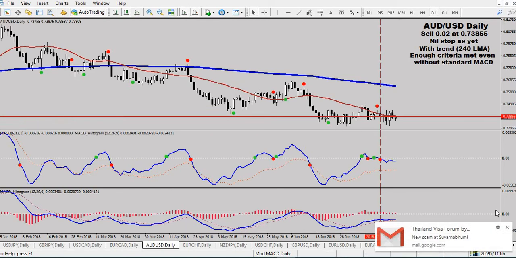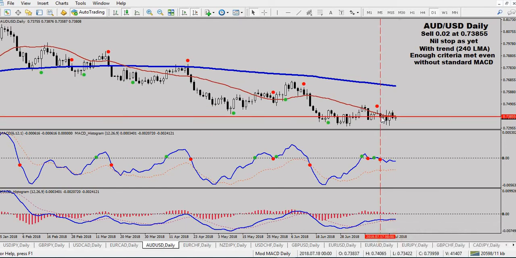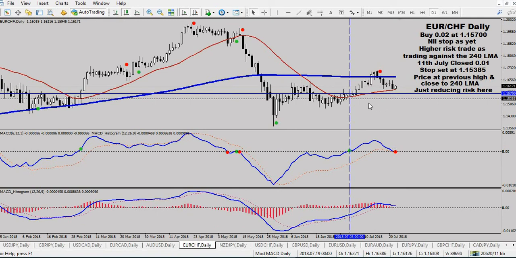Aussie USD, in a sell here, bearish, bullish, bearish candle. I had the 4 dots. I went through this in the last video or another video. Just doesn't happen that often. So while stat stays below the 0 level, I'll stay in the sell, but not getting too excited.